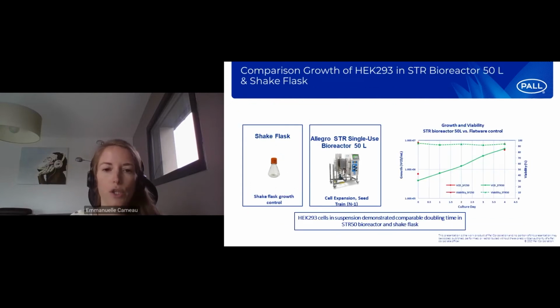This slide shows the comparison of growth of the HEK293 cells in the STR 50 bioreactor compared with the shake flask. You can see on the graph on the right that we have a comparable VCD and viability obtained in the Allegro STR 50 liter compared with the shake flask.